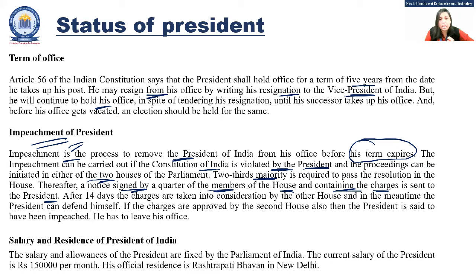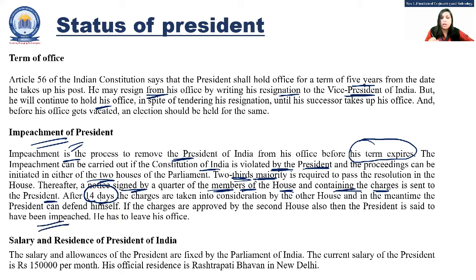After getting this charge list, which was agreed by two-third members as well as signed by one-fourth members, he will get 14 days to claim his innocence, that he is not wrong or he has not violated the constitution. He has 14 days to prove that. If the president fails to do so in the 14 days, and has not proven innocence, then he has actually violated the Indian constitution, and he must leave his place. At that time the impeachment will be done.